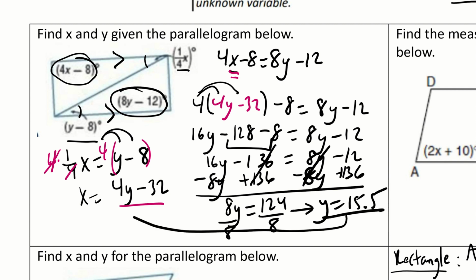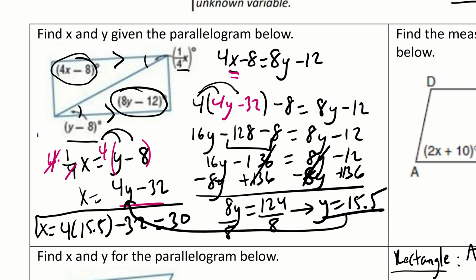And then I've got to make sure to plug this in here to get x. So I get x equals 4 times 15.5 minus 32, which is 30. Okay. So we got x equals 30, y equals 15.5.